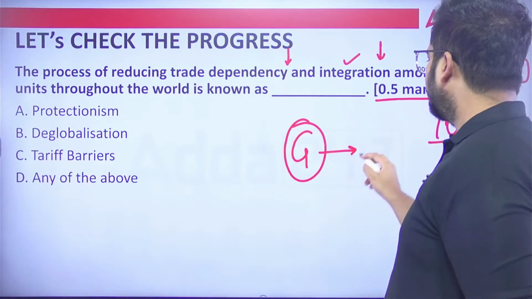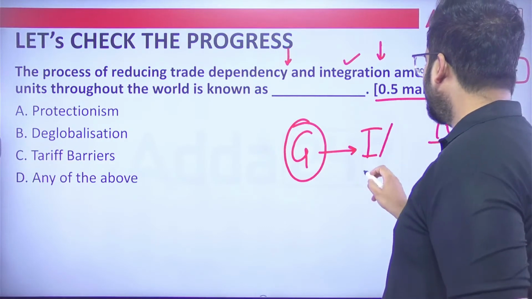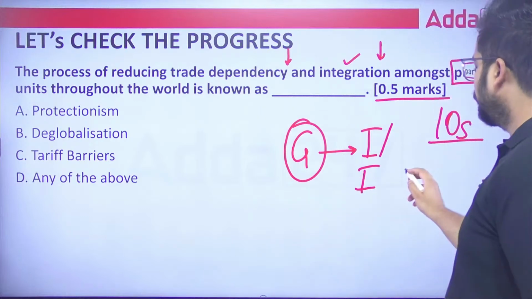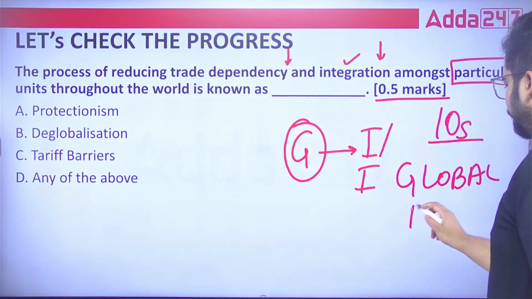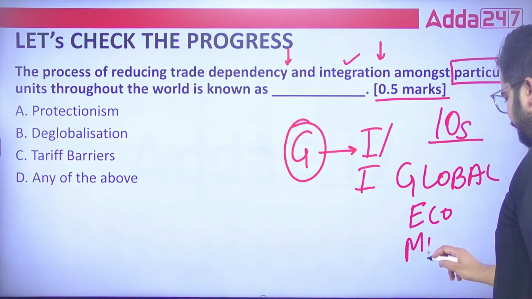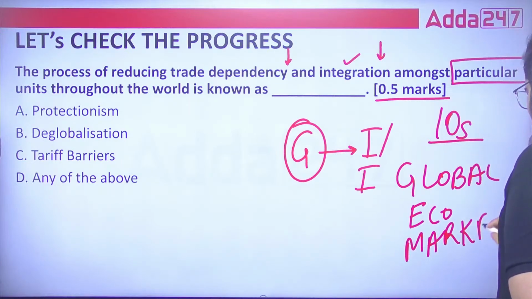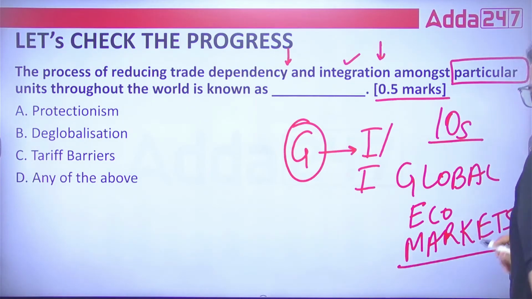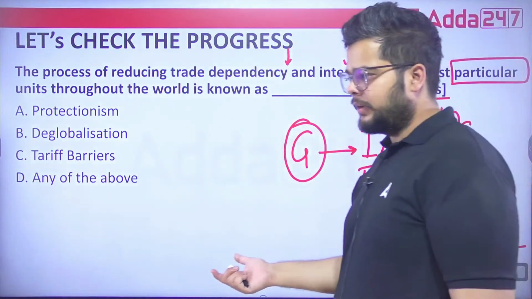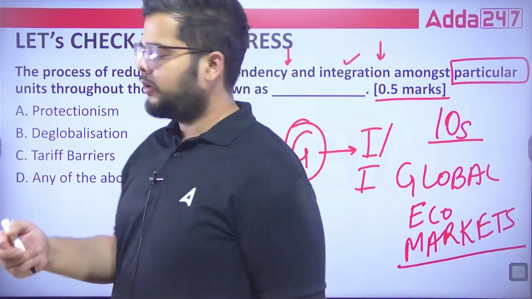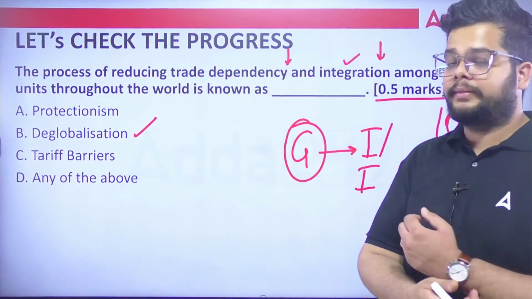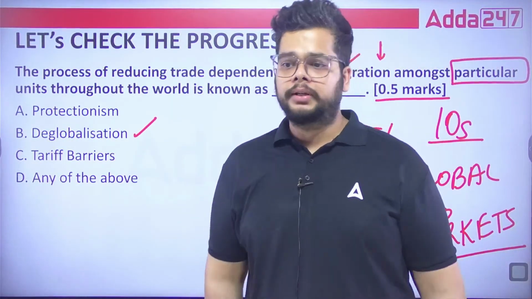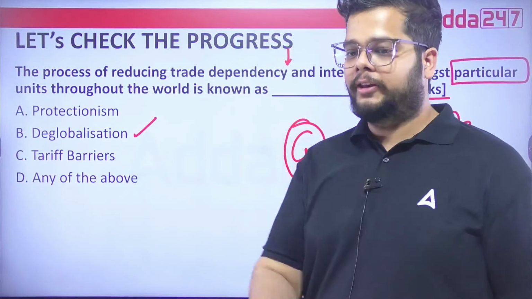When we talk about globalization, the definition of globalization is what? It is nothing but the integration or interconnectedness of global economic markets. This is the basic, fundamental definition of globalization. Now when we reverse this process, the phenomenon which we get is known as deglobalization. From globalization you are moving towards deglobalization, disintegration of economic activities at the global level.